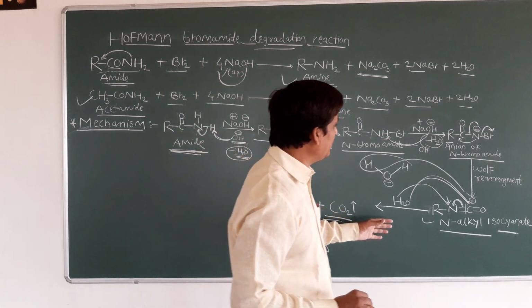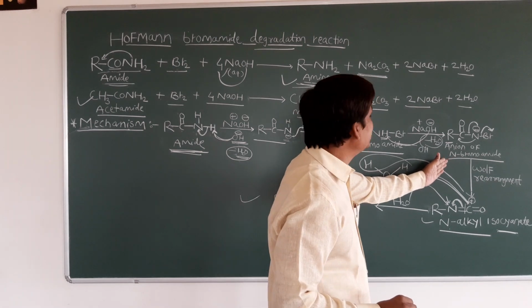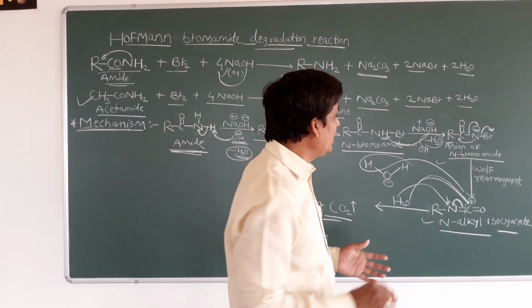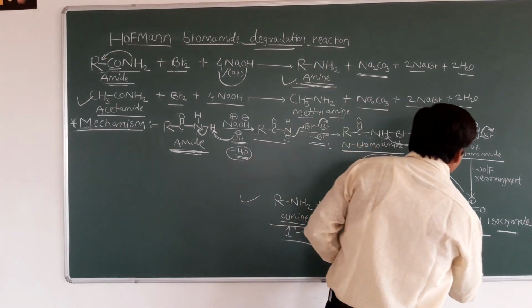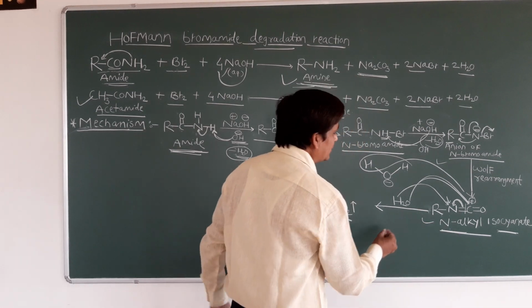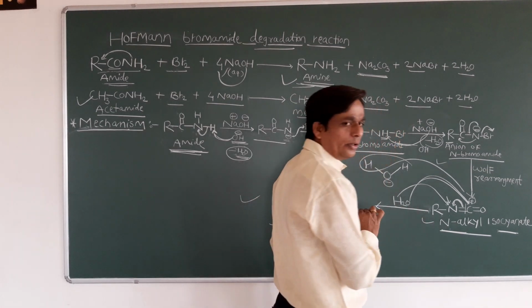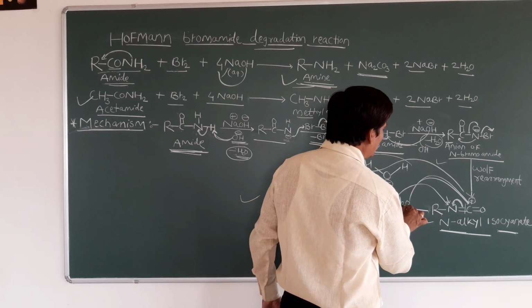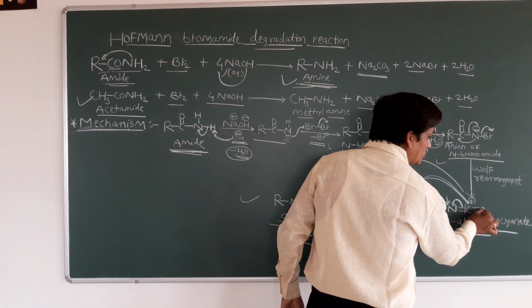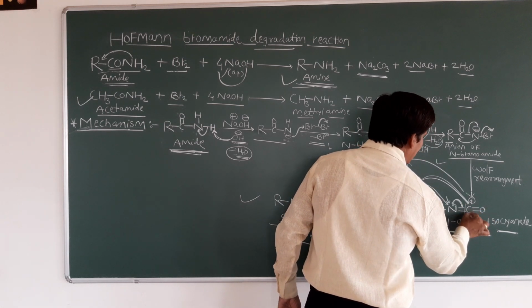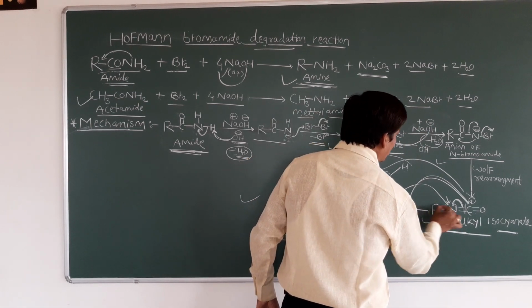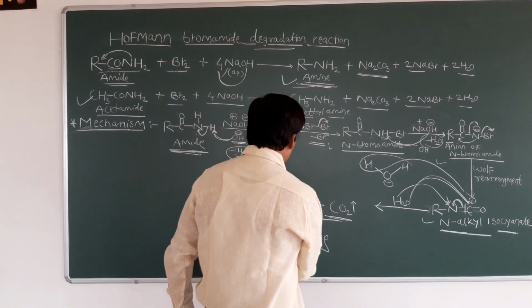Just see, once again I repeat. Whenever we get this anion of N-bromoamide, that will undergo rearrangement. After this rearrangement we get this N-alkyl isocyanate. Then this N-alkyl isocyanate on hydrolysis, which means we add the water molecule. How do we add the water molecule? This oxygen will attach to this carbon. Then one oxygen is already there, this oxygen and this carbon means CO2 gas is released like this. And two hydrogens from this water will attach to this nitrogen. And simply here we get the 1 degree amine.